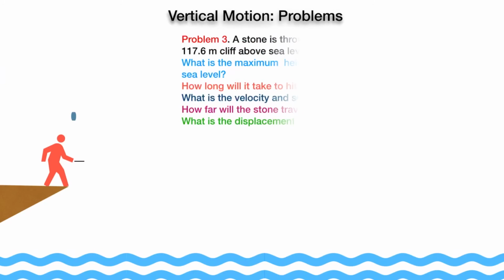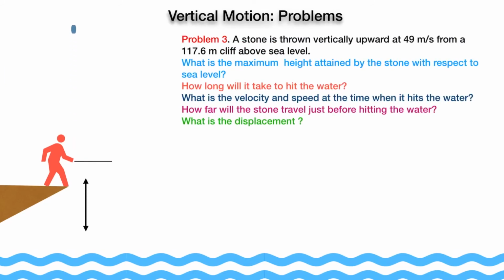Now let's take the last problem. A stone is thrown vertically upward at 49 meters per second from a 117.6 meter cliff above the sea level. What is the maximum height attained by the stone with respect to the sea level? Maximum height from sea level means we are talking about this height.